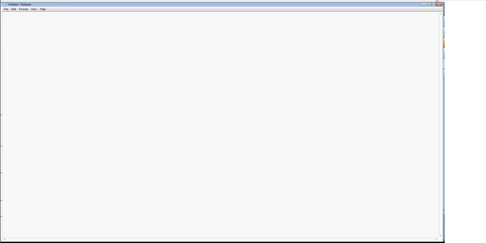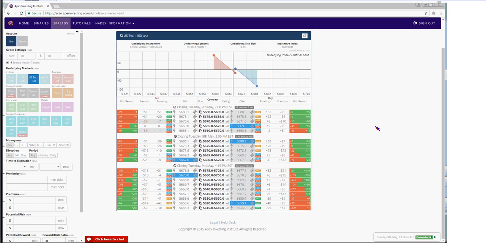So you should have any moneyness. It could be an out of the money spread. It could be an at the money spread. It could be a near the money spread.